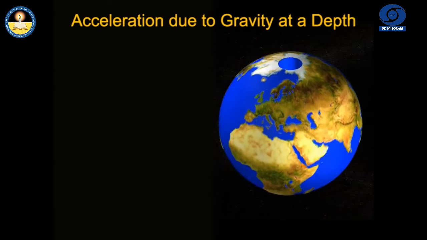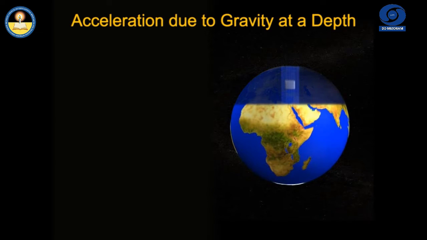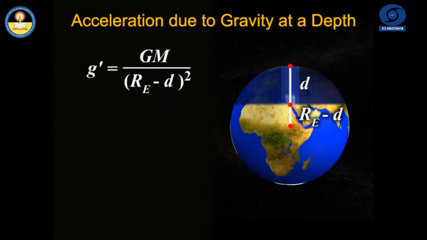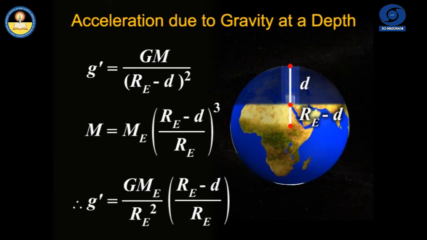On the other hand, when we go deep inside the Earth, the value of g should increase. But the situation is different, as the value of g again decreases. In this situation, the gravitational force acting on the object at depth d is due to the effective mass of the Earth's shell of radius Re minus d.